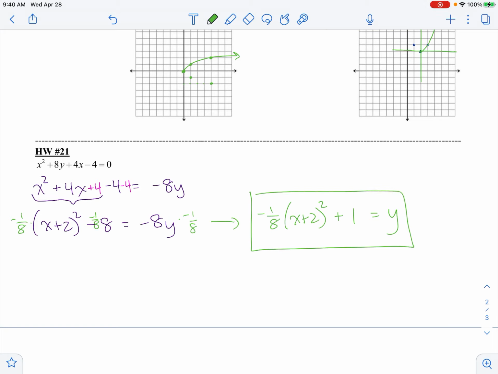This is now a whole lot easier to read off your information. My vertex is -2, 1. My a value is -1/8. So that means it's going to open down and it's going to be a vertical shrink by a factor of 1/8. That's going to be tough to draw, but we hopefully kind of know what it looks like.